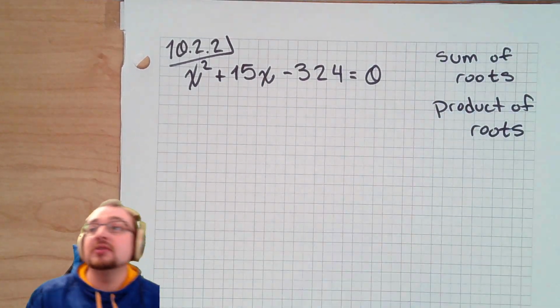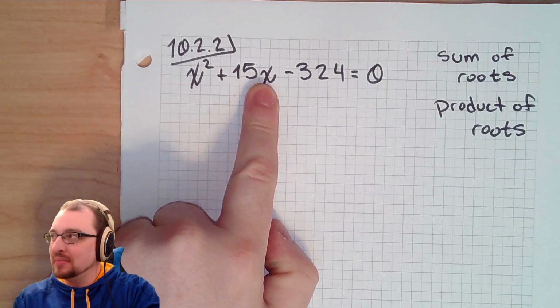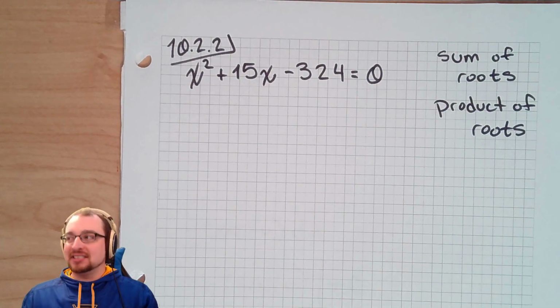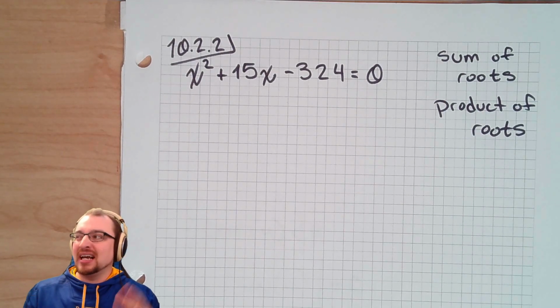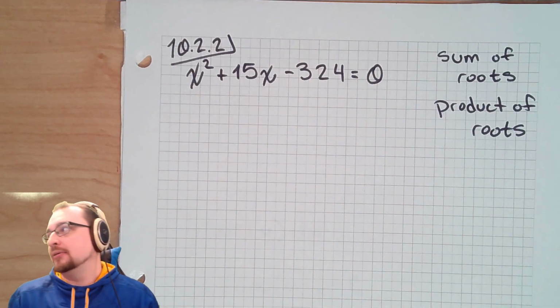Okay, so the things that make it equal 0, right? Whatever number you plug in here to make this equal 0, that's a root. We've been calling them zeros, right? Because they zero it out, right? But root is another name for the number that zeroes it out.